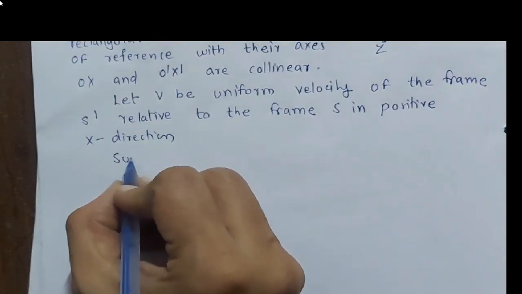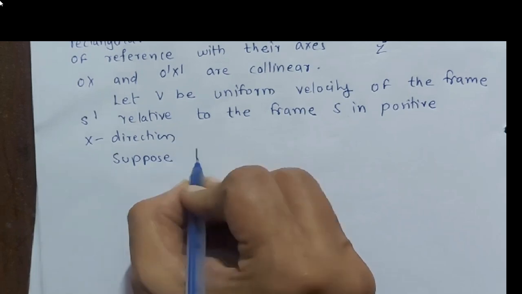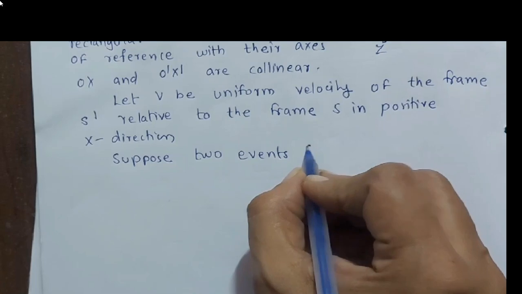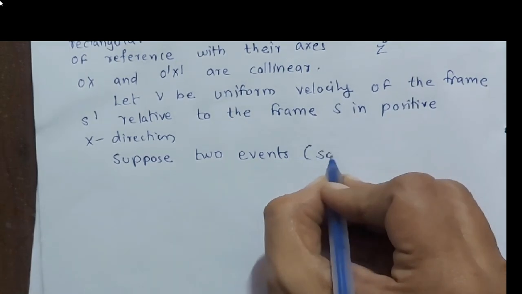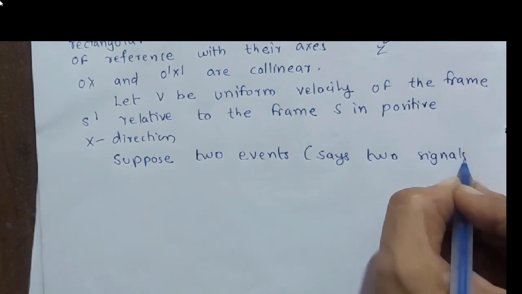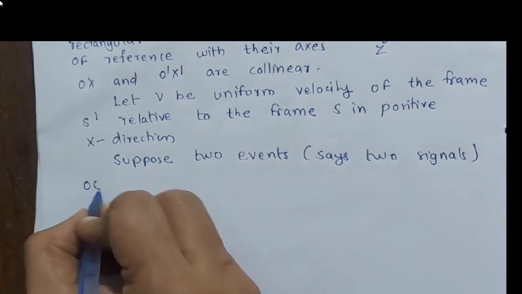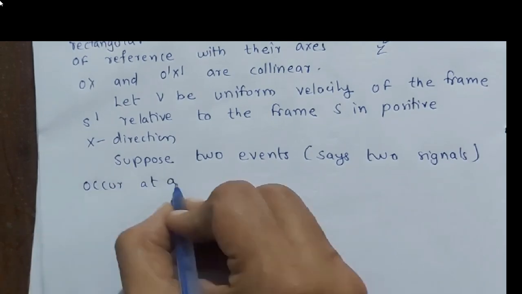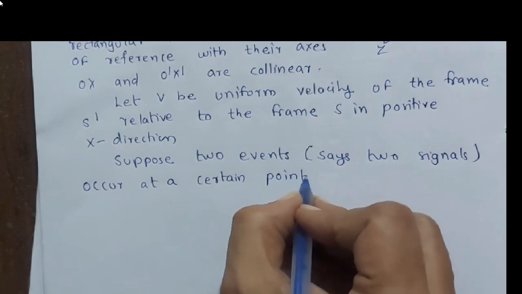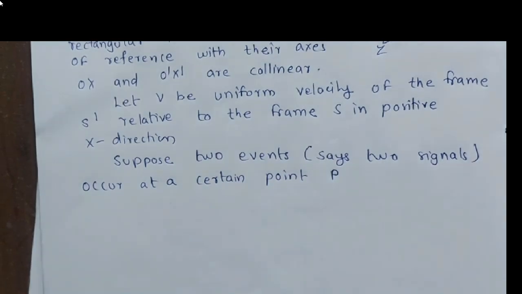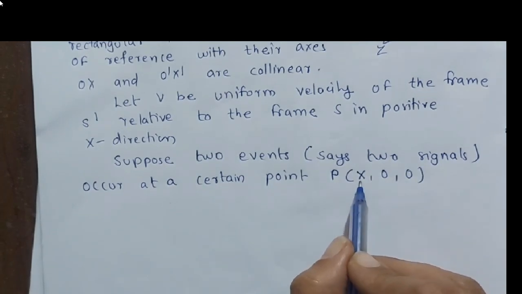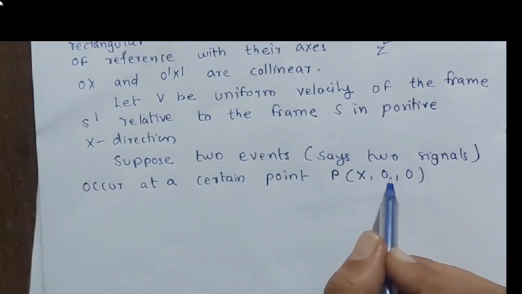Suppose two events, हम उसके लिए बोलते हैं, let us say that there are two signals. Says two signals occur at a certain point. Now we will consider, let that point be P and its coordinates are x, 0, 0. Means for the x coordinate some point, but for y and z it is 0.